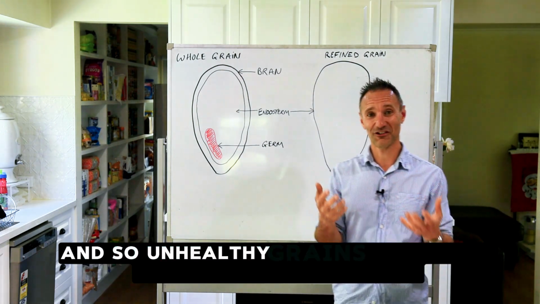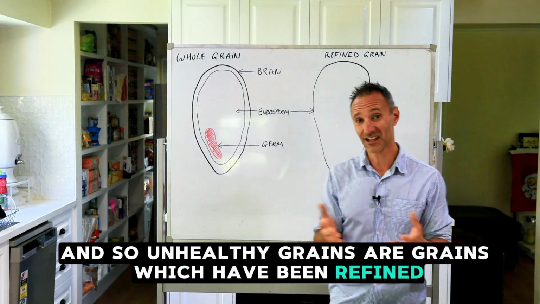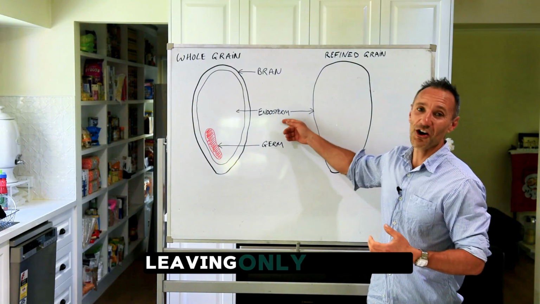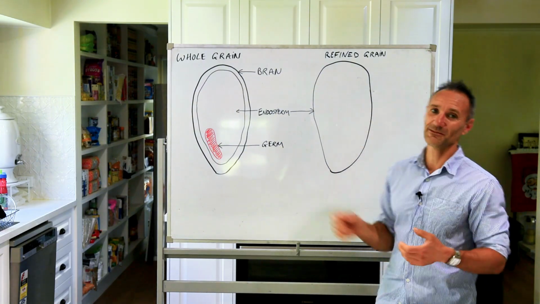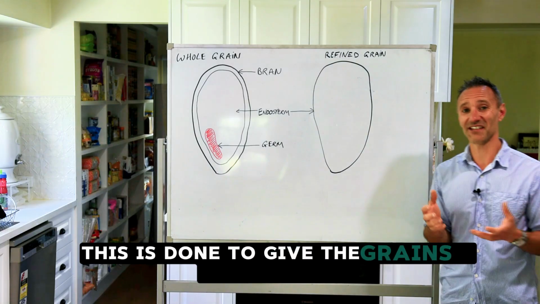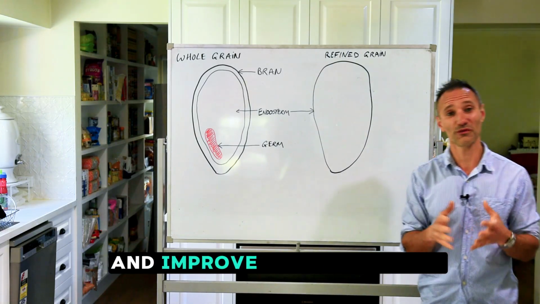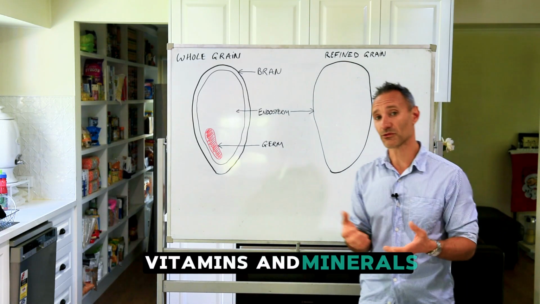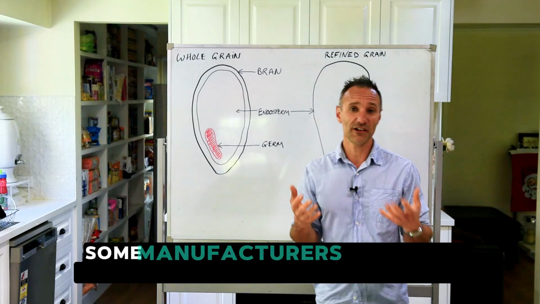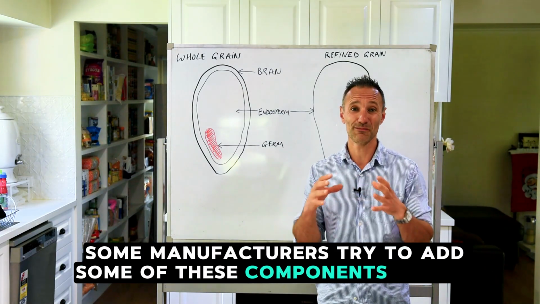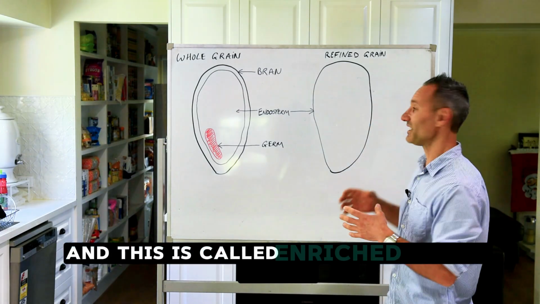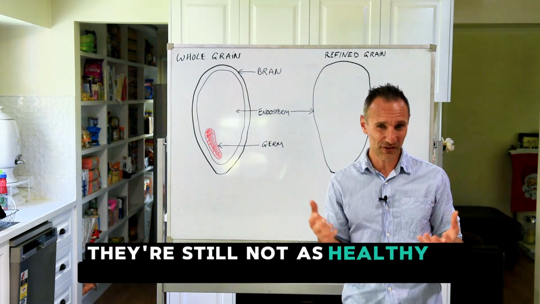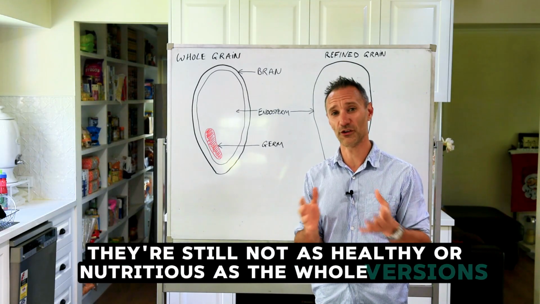Unhealthy grains are grains which have been refined, meaning that they have had the germ and bran removed, leaving only the endosperm. Now, this is done to give the grains a finer texture and improve their shelf life, but it also removes dietary fiber, vitamins, and minerals. Some manufacturers try to add some of these components back in, and this is called enriched refined grains. However, they're still not as healthy or nutritious as the whole versions.